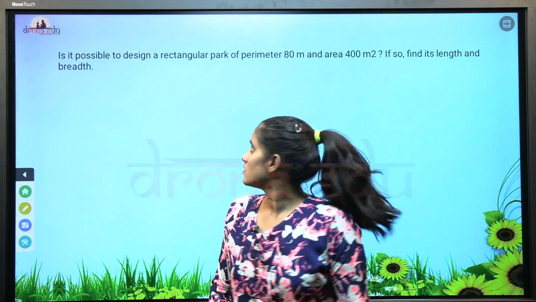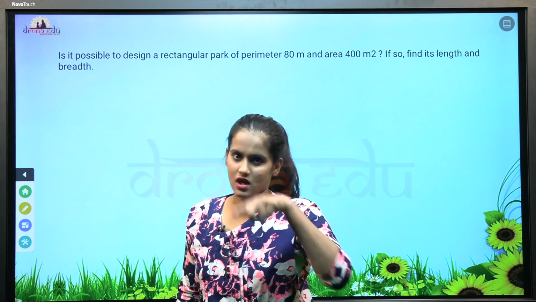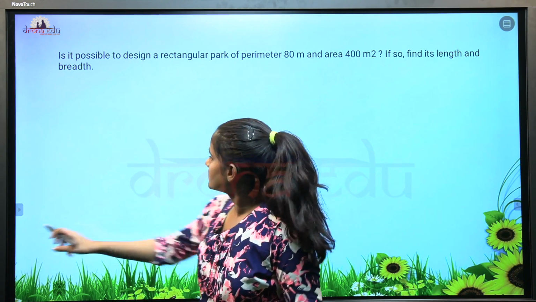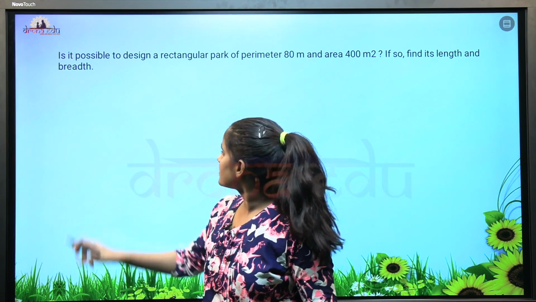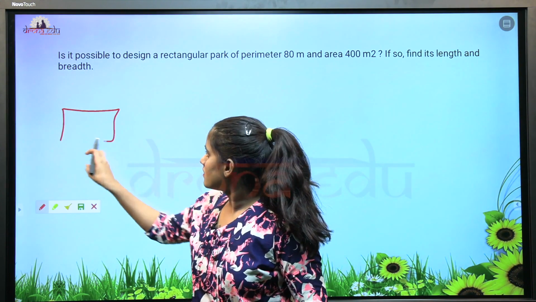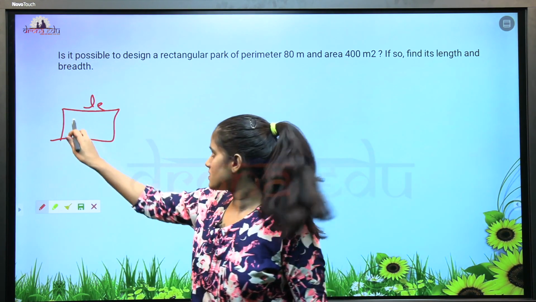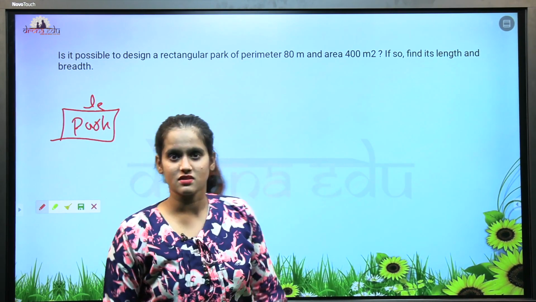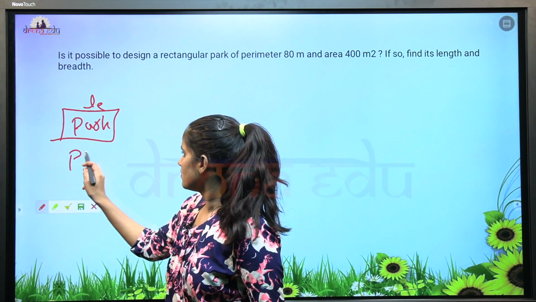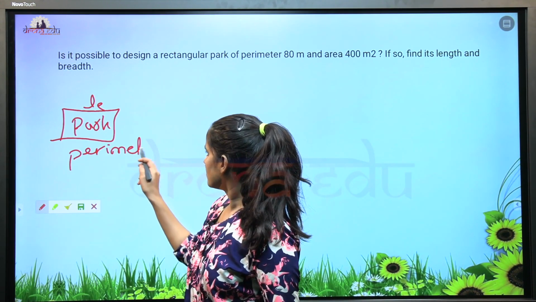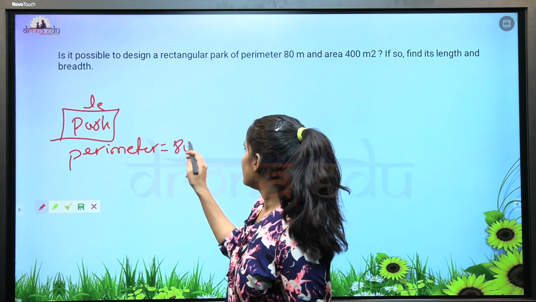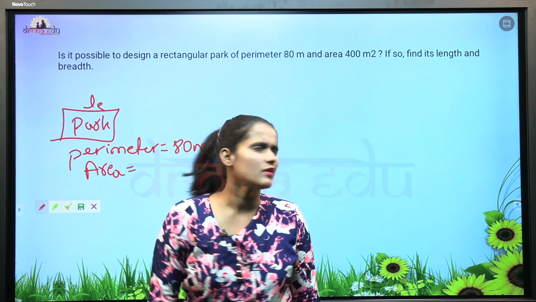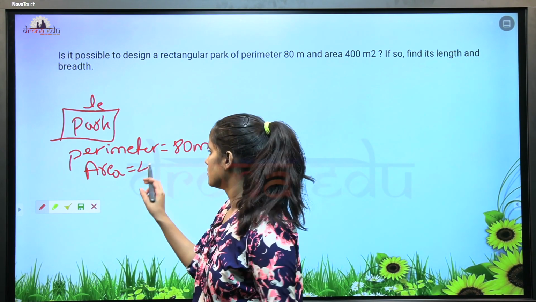What's the question? Is it possible to design the rectangular park, they are asking. Now it is a park. See here, the perimeter is given: perimeter is equal to 80 meters, and the area is given: area is equal to 4000 meters square.